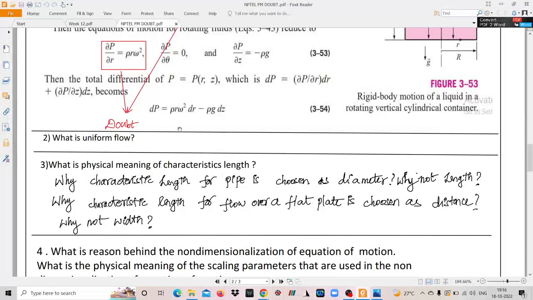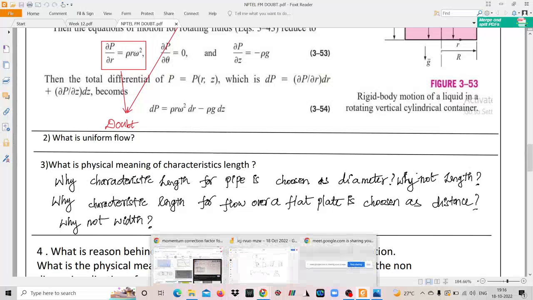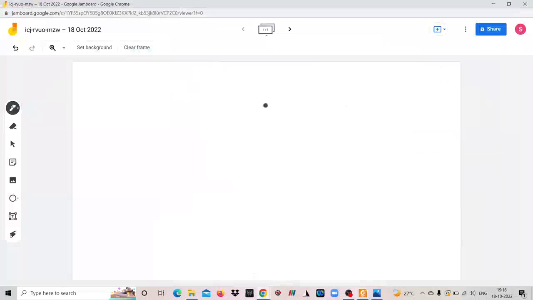Why for a pipe do we choose the diameter as the characteristic length, and why not the length of the pipe? Why is the characteristic length for flow over a flat plate chosen as the distance from the leading edge? Why not the width? These are very interesting questions. Now the answer to this question is, you'll have to imagine. Why you have to imagine, let me tell you.